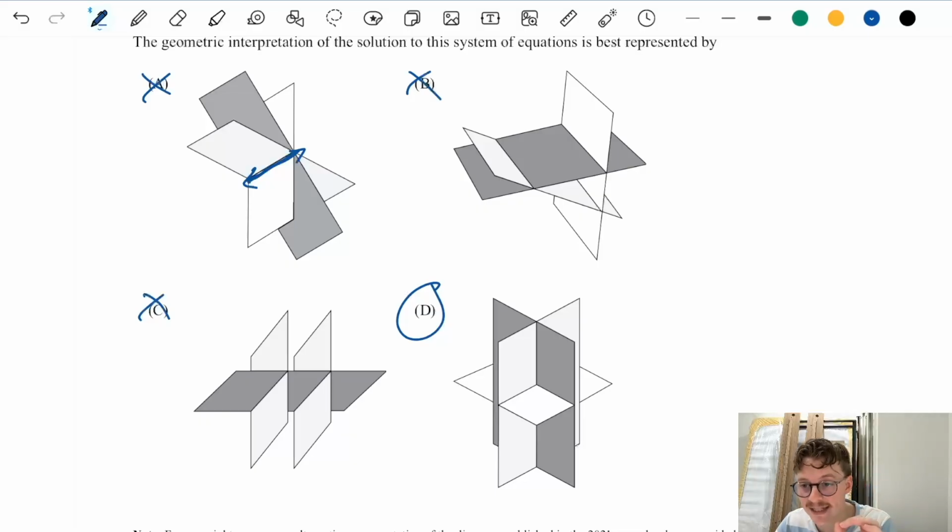This is the standard picture for what unique solutions look like. If you've never seen it before, this is what unique solutions look like. They all basically touch just at this little dot here in the middle. Okay, you can see all 3 planes only intersect at that one specific point. So that is why it's going to be D for my answer.